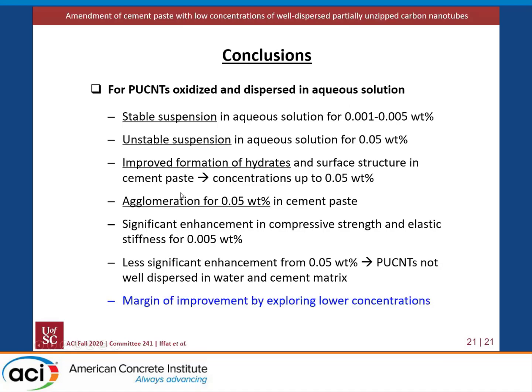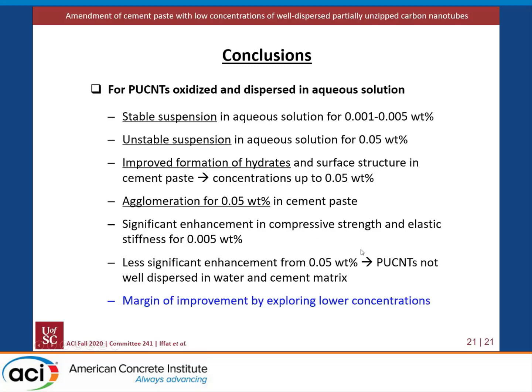So in conclusion, we can see that for PUCNTs oxidized and dispersed in aqueous solution, a stable aqueous suspension was obtained from 0.001 to 0.005%, but an unstable aqueous suspension was obtained for this concentration, which is 0.05%. Improved formation of hydrates and surface structure was observed for all concentrations of PUCNTs, while agglomerates inside cement paste were identified for only 0.05% concentration. That's why a more significant enhancement in compressive strength and elastic stiffness was obtained from 0.005%, and less significant enhancements were from 0.05%, as we could not achieve uniform dispersion of this concentration, either in water or inside the cement composite matrix.